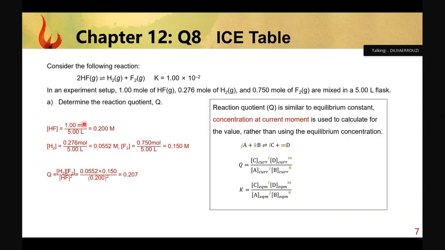The concentration of hydrogen fluoride is the moles divided by the volume. So they are all calculated the same way. Then we know all the concentrations, so we can bring them to the equation. The product side is on the top, and the reactant side is on the bottom. So we take the concentration of hydrogen multiplied by the concentration of fluorine, then divided by the square of the concentration of hydrogen fluoride. Then we can get our reaction quotient.